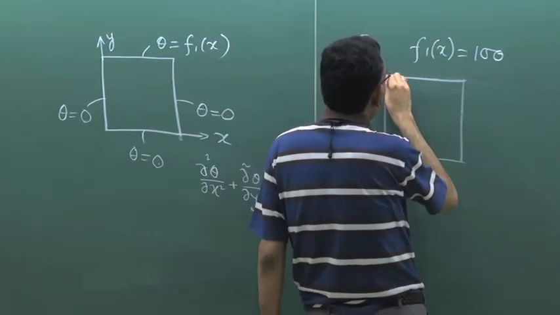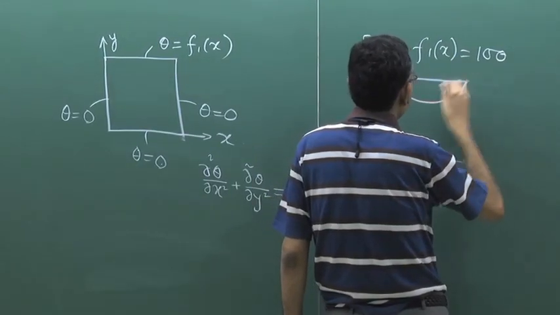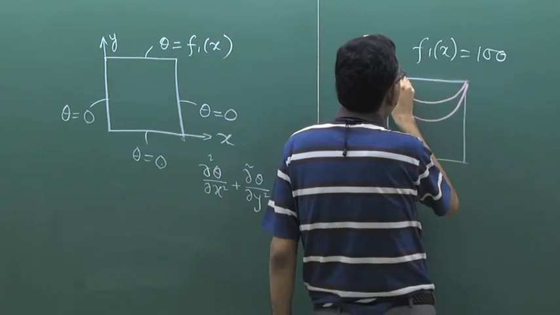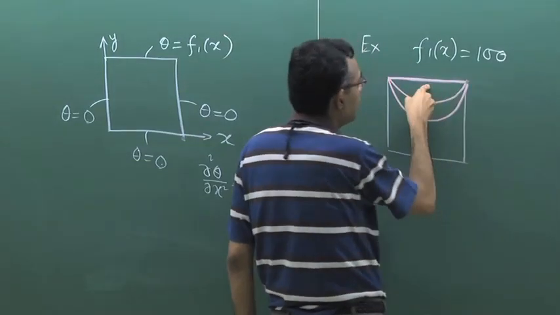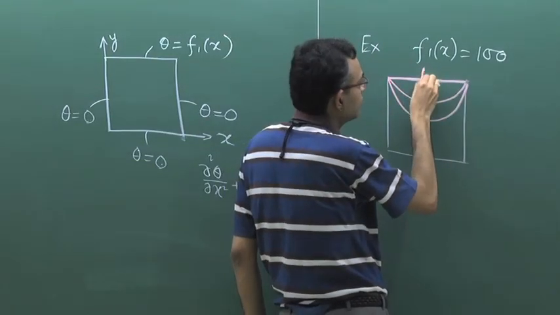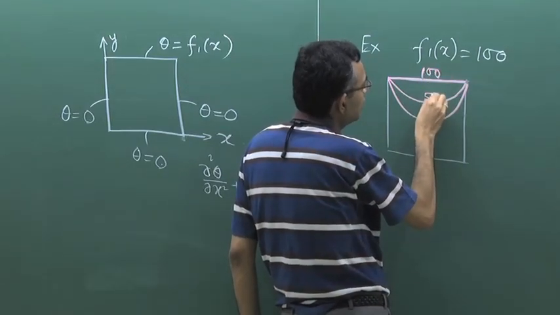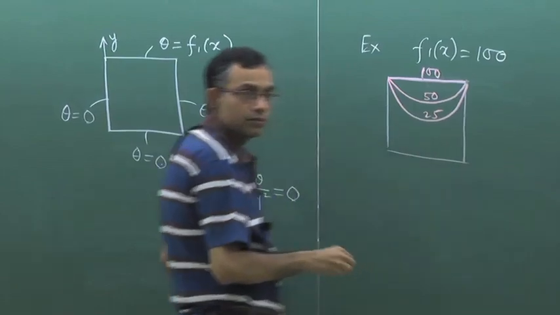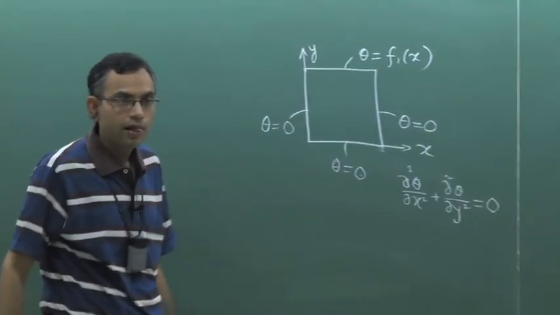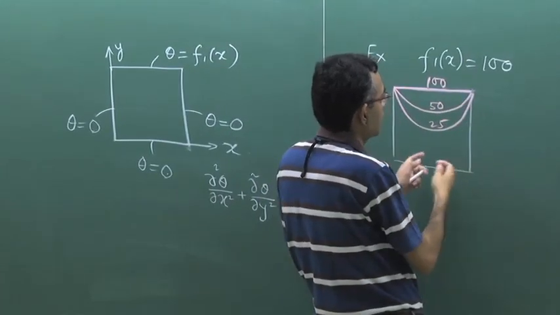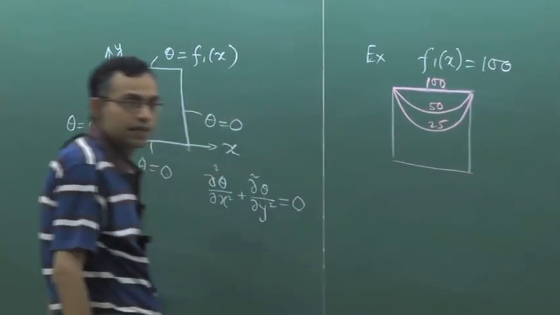So that will mean that you will get constant temperature lines like this. What is the value of this? This is 100. Let us say this is 50, this is 25, like that. So you will see that constant temperature lines will be like this.